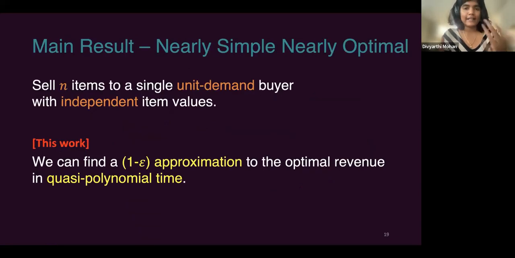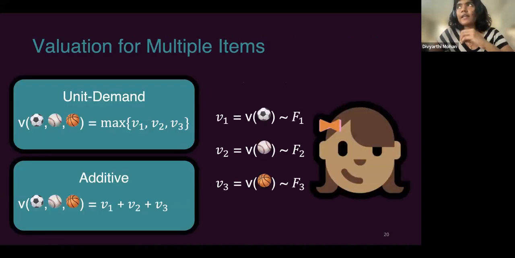And this is exactly the setting that our work considers, except I still need to explain to you one more term, which is unit demand. Recall that so far I've just been saying that the buyer's value for a single item is drawn independently of other items, but I haven't told you how a buyer values different subsets of items. Many different valuations have been studied in the literature, out of which I would say unit demand and additive are two of the more popular ones.